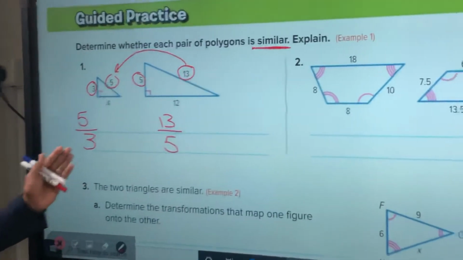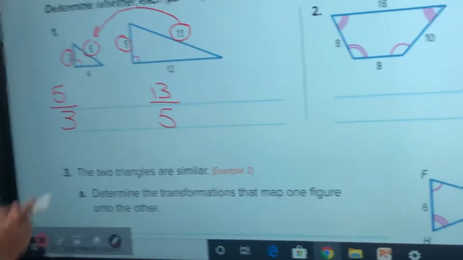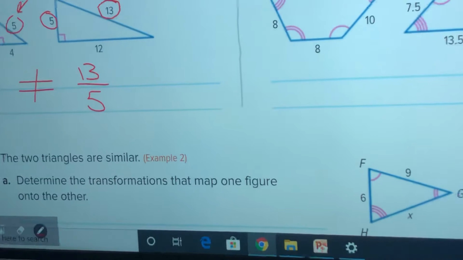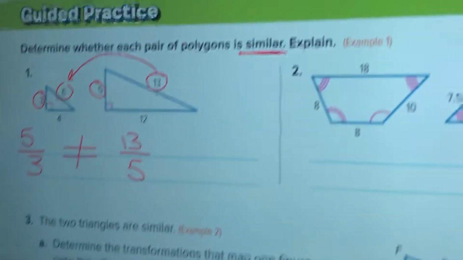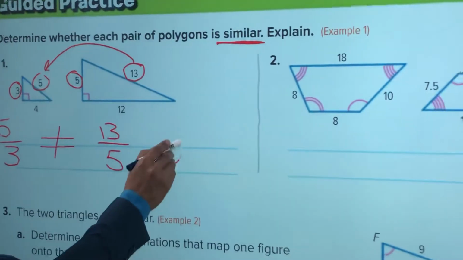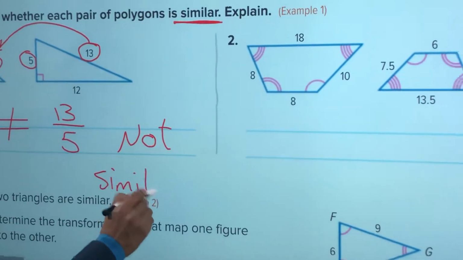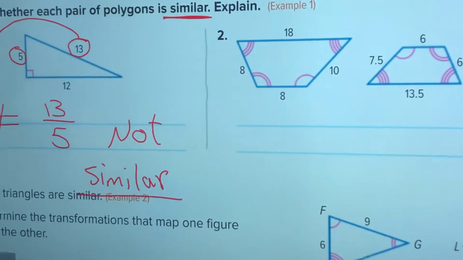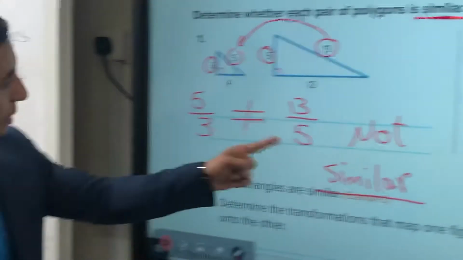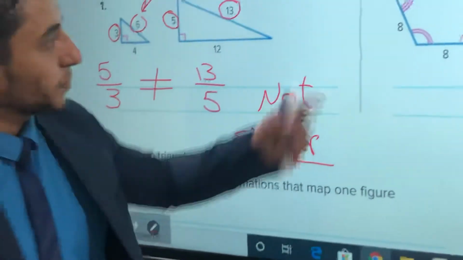Are these two fractions equal? No, not equal. So are these two triangles similar or no? No, not similar, because we have different ratios. Okay, next one. Example number 2.